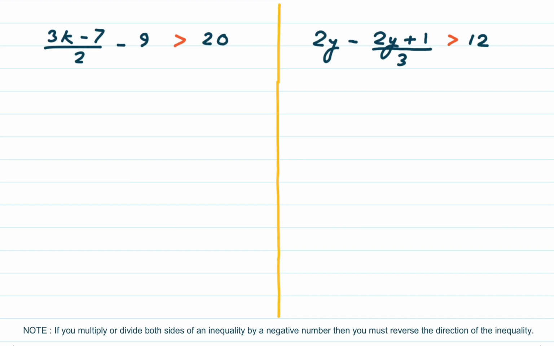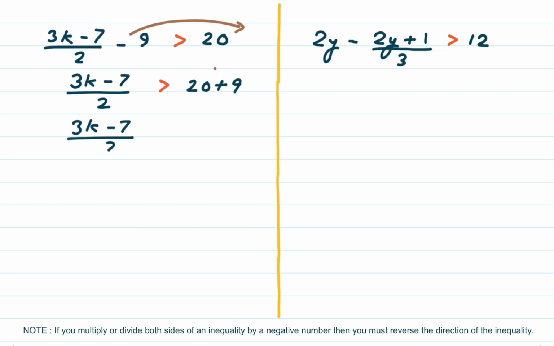In the next question, once again, we shift the negative 9 to the other side of the inequality, and so we get 3k minus 7 over 2 greater than 20 plus 9. 3k minus 7 over 2 greater than 29.